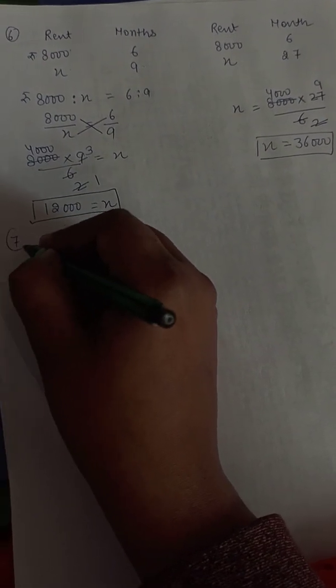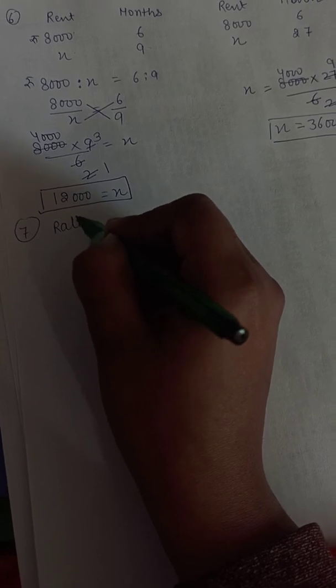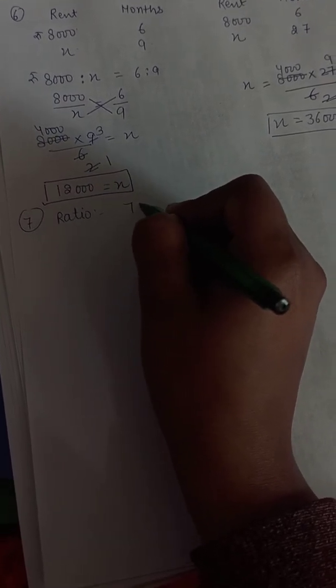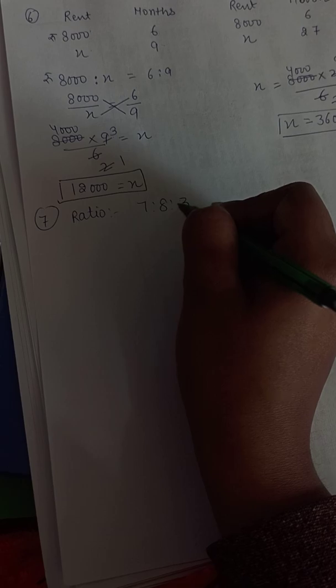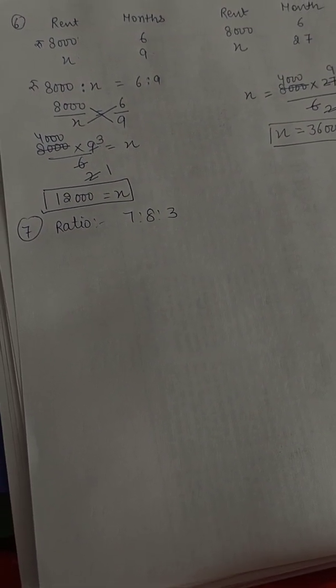Now come to question number 7. The angles of a triangle are in the ratio of 7 ratio 8 ratio 3. Find the measure of each angle of the triangle.